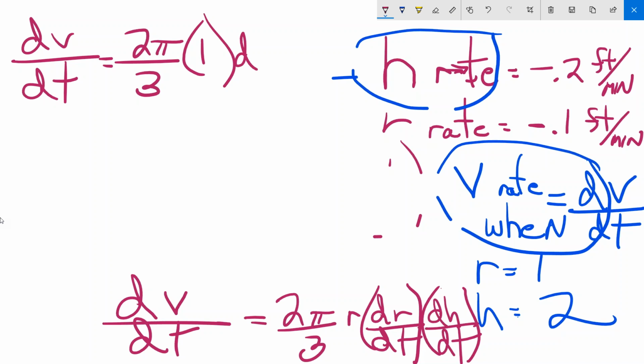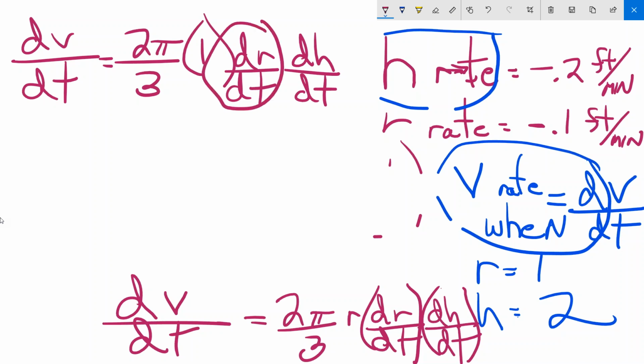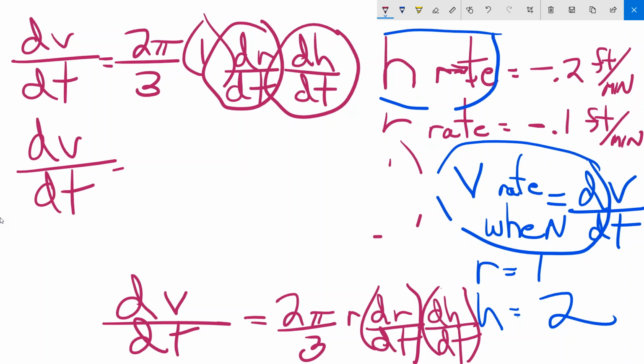All right, times dr/dt, times dH/dt. Now, they have given me that, and they have given me that. So now I have an equation that only has one unidentified thing, which is what we're trying to solve for.